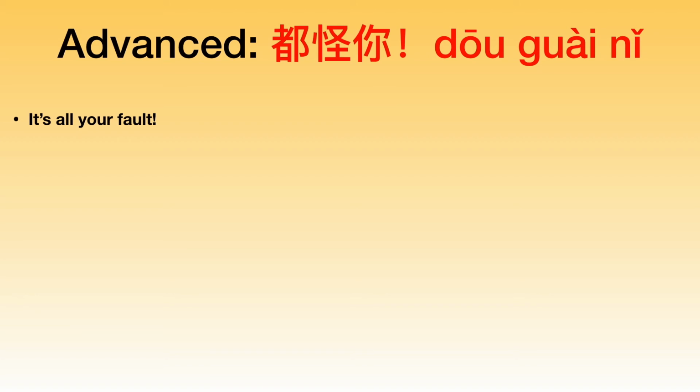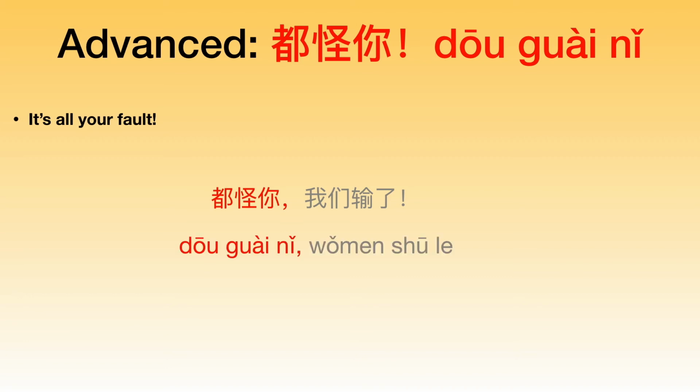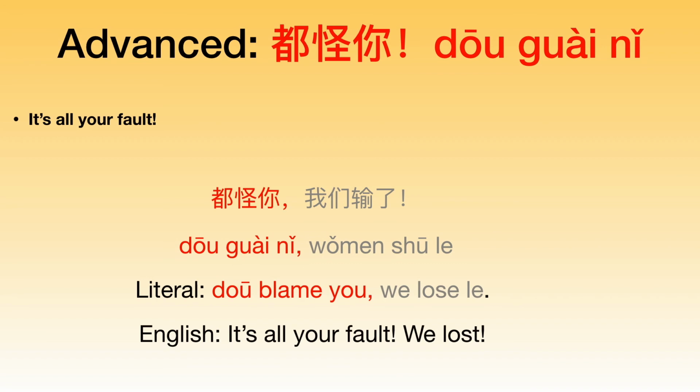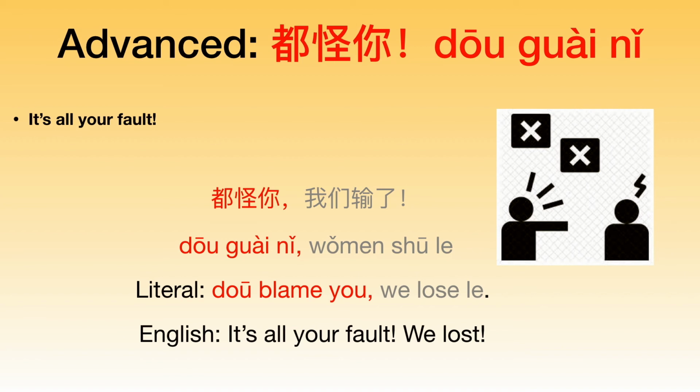So next usage is it's all your fault. Okay, so maybe it's not really advanced at all because 都 means all, right? So here, for example, 都怪你，我们输了。都怪 means to blame. We lose 了, which means we completely lost it. So it means it's all your fault, we lost. Right? So when you blame people, you can use this very useful sentence. 都怪你，都怪你。So that is all for the points.